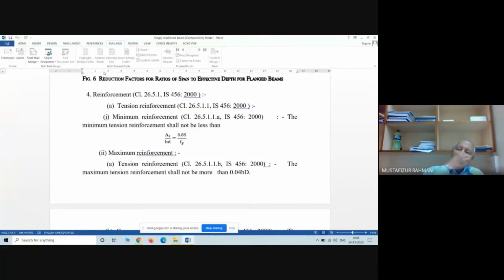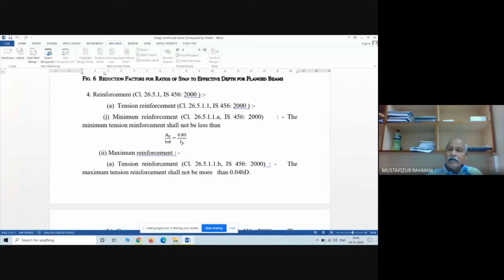Once we know the intensity of the load on the beam, since it is a simply supported beam, we'll be able to find out the maximum bending moment, which will occur at the midspan, w L square by 8, and shear force at the face of the column, which is small w L effective by 2. Now utilize the partial safety factor. We'll be able to find out the factored moment and factored shear.